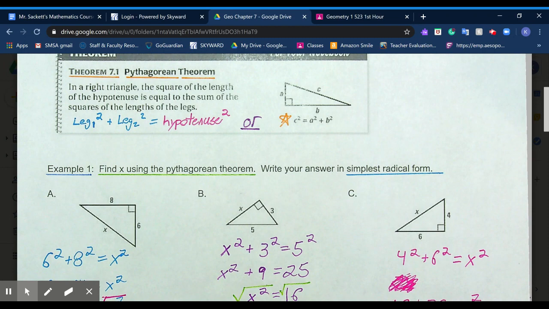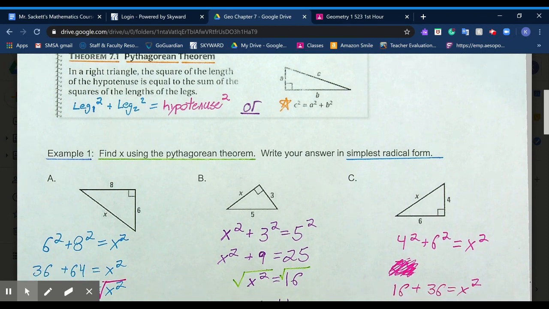For example 1, we are asked to find x using the Pythagorean theorem. Write your answer in simplest radical form. We'll come back to that idea of simplest radical form when we get there. But the first thing to keep in mind as you're working with Pythagorean theorem problems is you would want access to a calculator. If you don't have a calculator at home, the easy thing is on your Chromebooks, just go to Google, type in calculator or scientific calculator, and one pops right up.